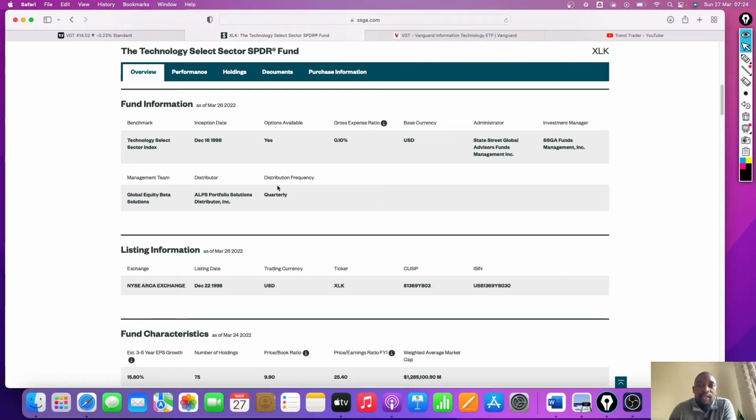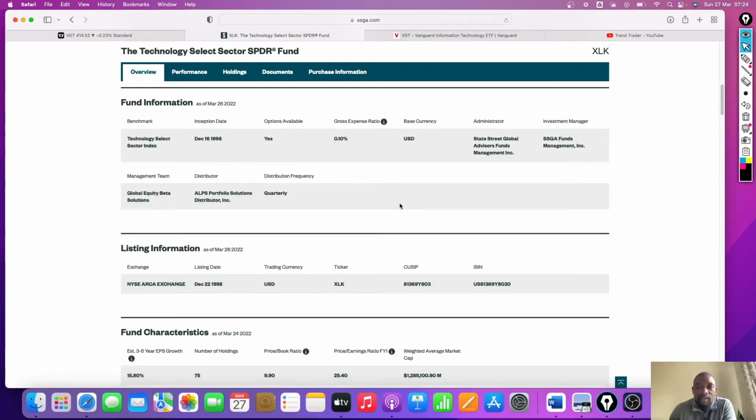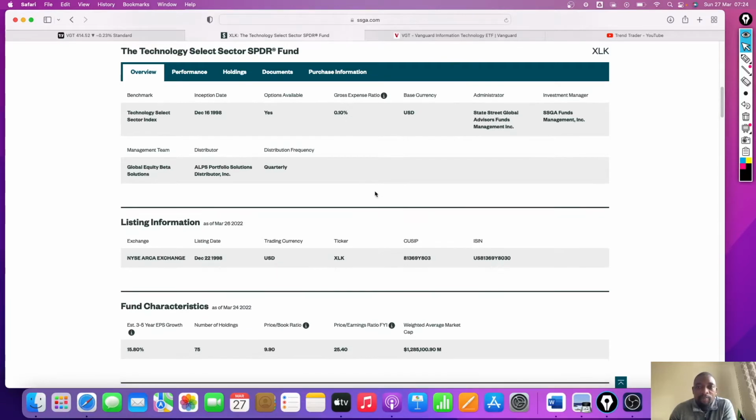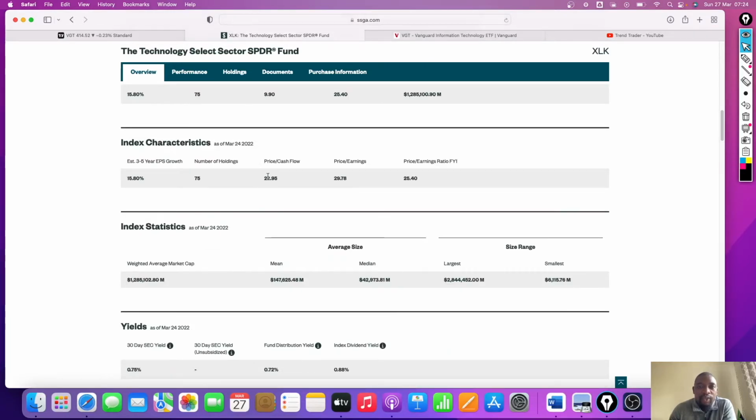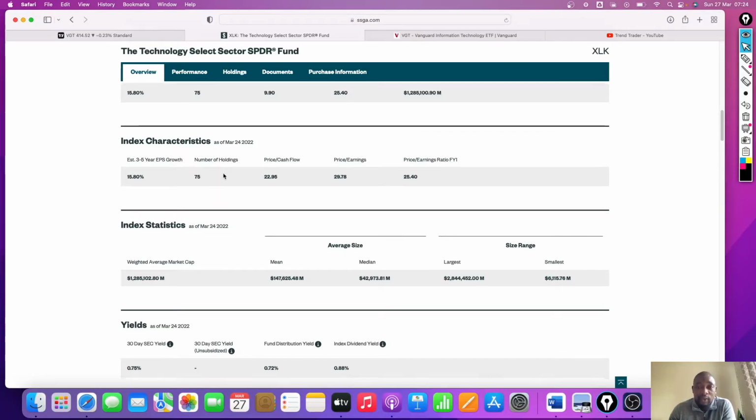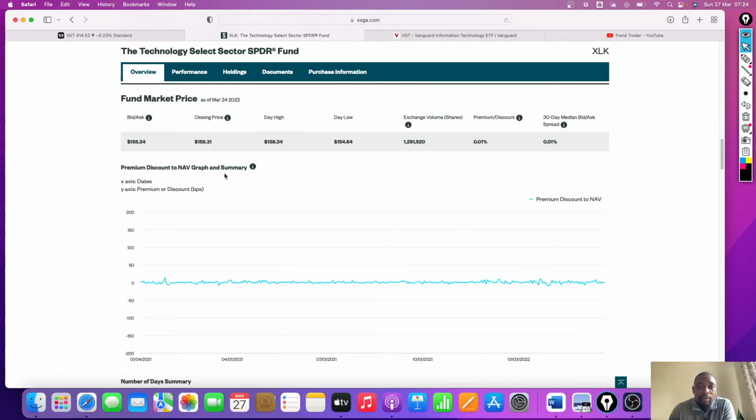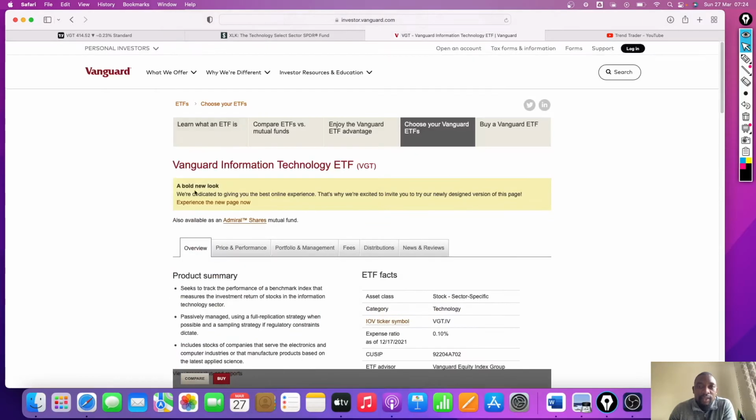And then as you can see there, in terms of distribution frequency, it distributes every quarter. It's the same thing that we see with most ETFs, and it's the same thing that we see with the VGT. The main difference between these two ETFs, if you look at the number of holdings, is that the SPDR ETF has about 75 holdings compared to the VGT, which has over 300 holdings. So now before we go deeper, let's look at the VGT as it is, what is in there.